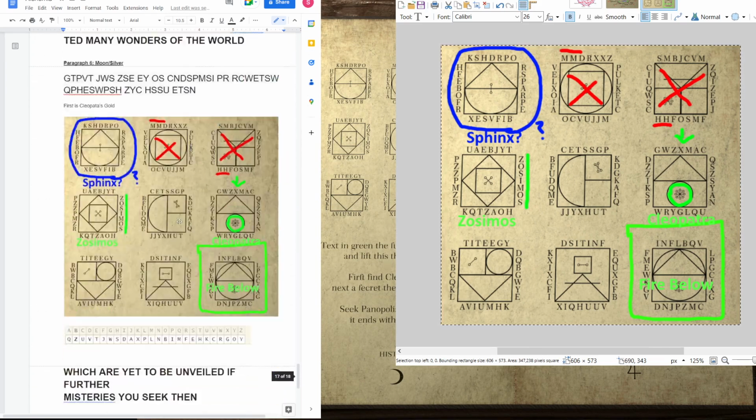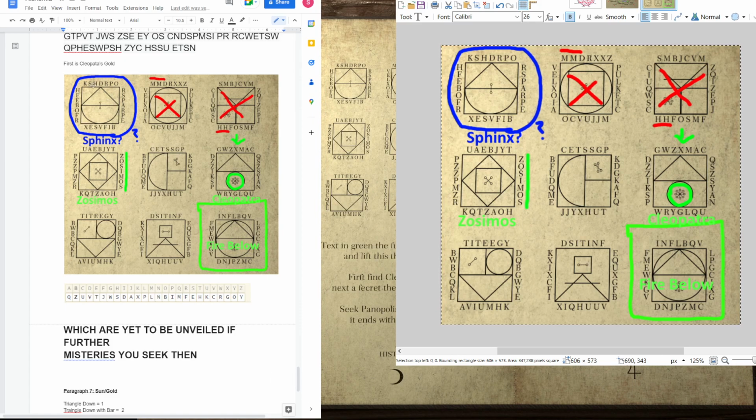But on this one, I'm not sure why this is the Sphinx one. The top one says, Kshadrpo Risparpe Sesvip Hefebofer. And if you know which one of those is a Sphinx, or if there's a symbol here that's a Sphinx, please let me know. Otherwise, I'm going to eat now. And I deserve food.